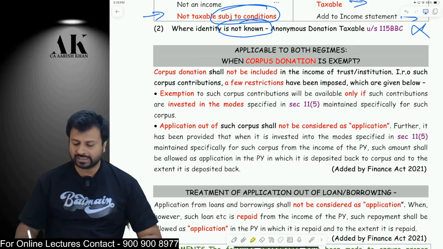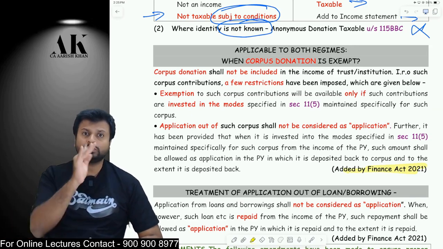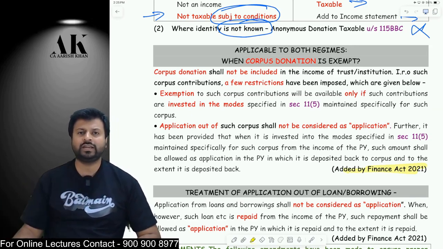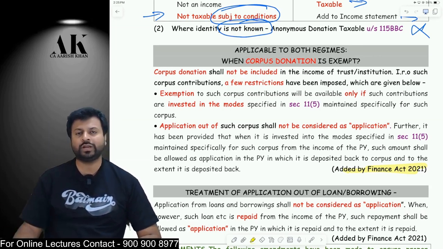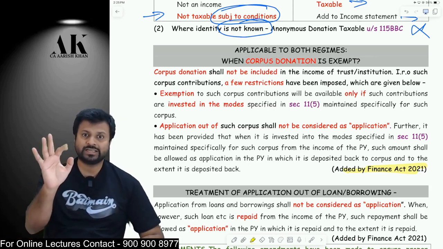Now these conditions are added by Finance Act 2021 with effect from 1st April 2021. Before 2021, there was no need to fulfill any condition to make corpus donation exempt. Corpus donation was always exempt before 2021, but from 1/4/2021, corpus donation is exempt subject to some condition. Listen carefully, what is the condition?